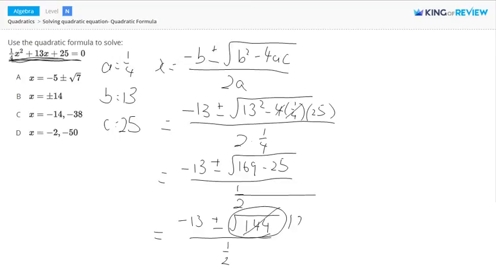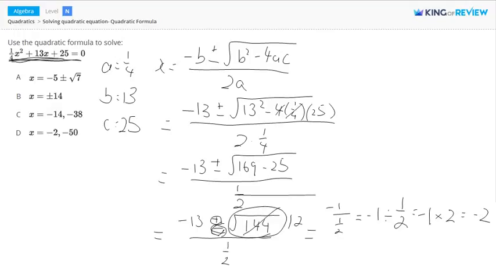So this is 12. And you realize I'm going to be adding 12 and I'm going to be subtracting 12. So what do I get when I add 12? Let's think about that first. If I add 12 to negative 13, I'm going to get negative 1. So the answer is going to say negative 1 divided by 1/2. Well, what's 1 divided by 1/2? This is the same thing as negative 1 times 2, and therefore this is negative 2.